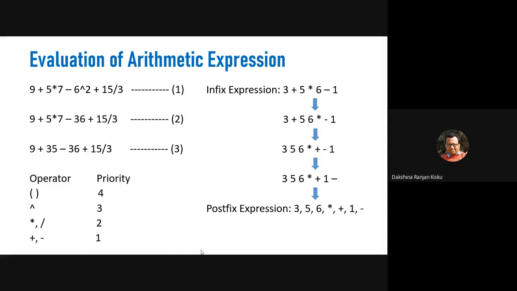Okay, and then according to the priority of the operators, the next operation that will be performed is the multiplication operator. So 5 into 7, this multiplication operation between 5 and 7 will be performed. After multiplication we get 35.